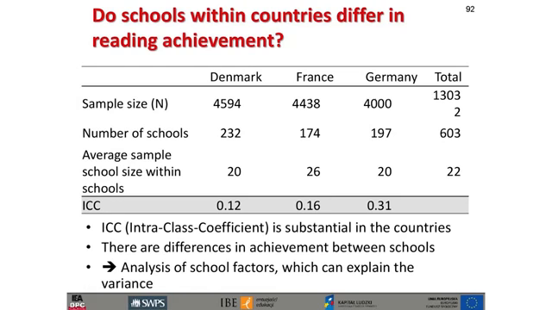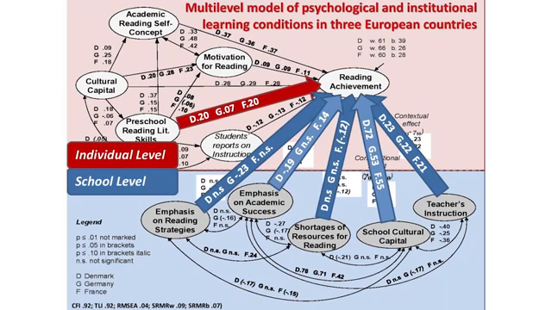So with this analysis, we found that in every country we have a little bit of achievement differences. They are on the school level, and in this case, this can be interpreted as 12% of the overall variance is at the school level, then 16 and 31%. So you see that Germany is the most diverse system in terms of differences between schools in achievement. This is the whole model.